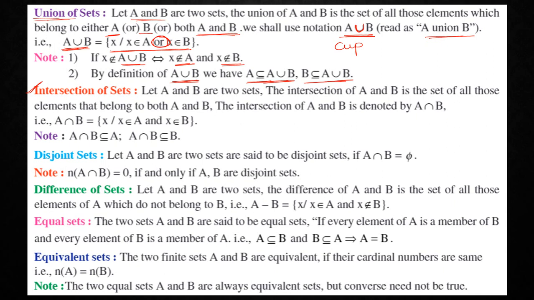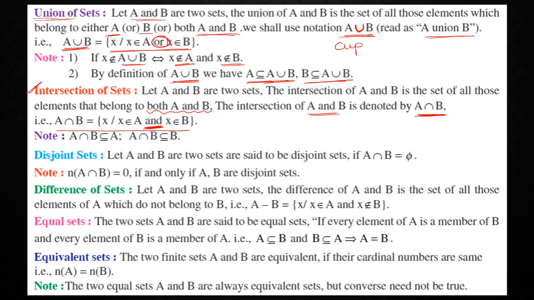Intersection of sets means you are going to consider the elements which are present in both the sets. If you consider two sets A and B, the intersection of A and B is given by the set of common elements of A and B, right? This is the symbolic representation of A intersection B, and in set builder form you will represent it as x such that x belongs to A and x belongs to B. So 'and' means at a time you need to consider both, right?